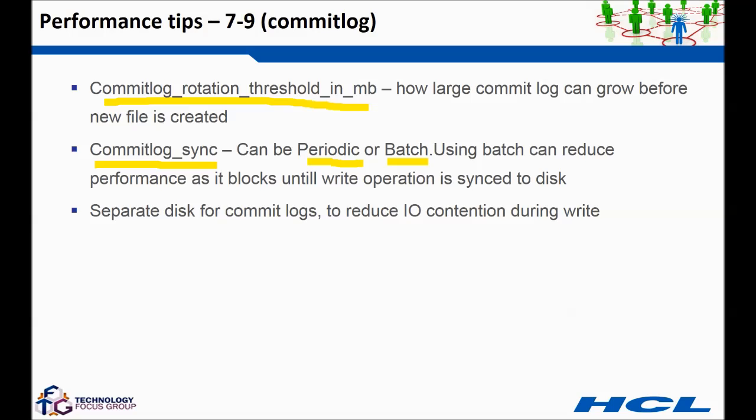Most important, I think, as far as Cassandra write operations are concerned, prefer to use a separate disk for commit logs to reduce IO contention during write. So if you have a separate disk for commit logs and SS tables and those things, there will be no IO contention happening, and you will get very good throughput. That's a generic guideline to have separate disks for different operations.